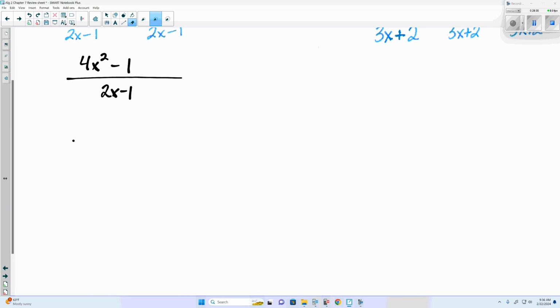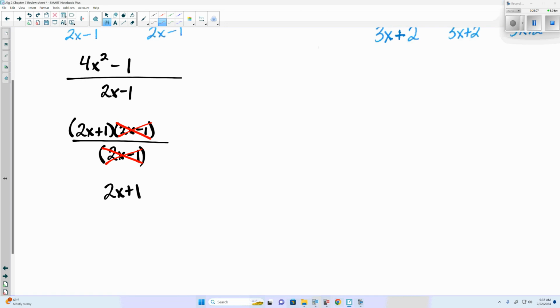Well, then we need to make sure it's not factorable. The numerator is indeed factorable. 4x squared, is it a perfect square? 2x and 2x, yes. 1's a perfect square. So we get 2x plus 1 and 2x minus 1 over our 2x minus 1. If we have two terms being subtracted, do check for difference of perfect squares.